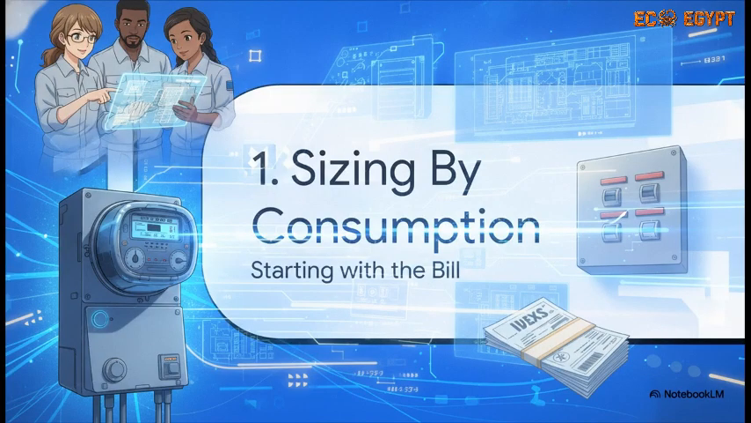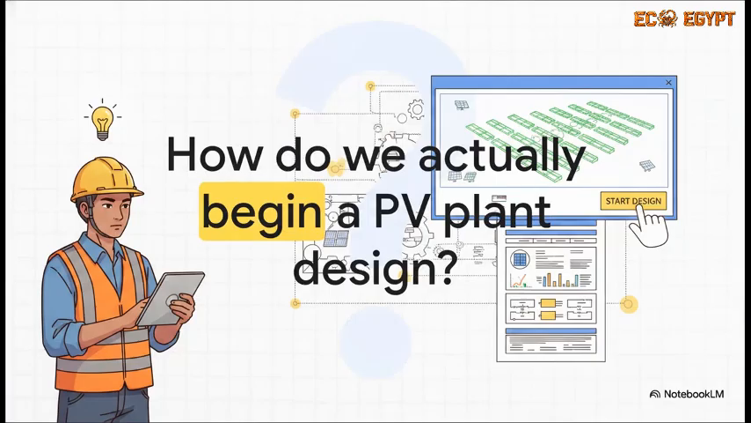Section 1. Sizing PV by consumption, starting with the bill. So let's start with the absolute foundation of our design process. Because contrary to what some folks might think, a great utility-scale PV plant doesn't just start with someone drawing solar panels on a map. So ask yourself, before a single line is drawn in AutoCAD, before you even look at a module datasheet, how do we actually begin? What's the trigger that sets this whole engineering machine in motion?